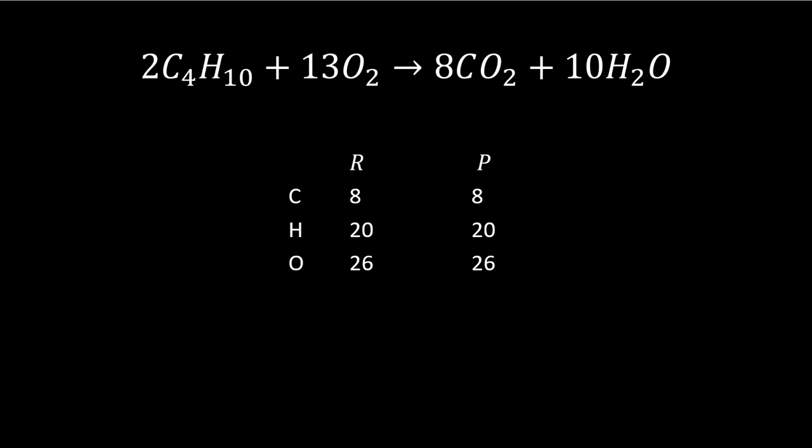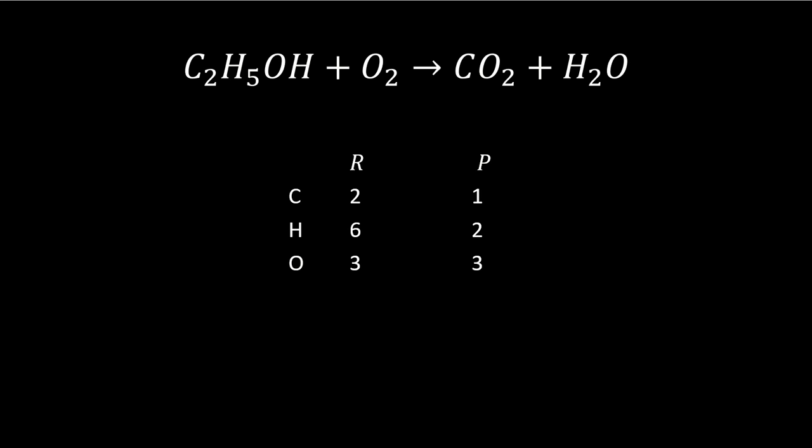Now let's go into the worksheet one. We have ethanol, C2H5OH, plus molecular oxygen yields carbon dioxide gas and water. This one, it's like the general trick of just leave hydrogen and oxygen for last. Let's just balance the number of carbon.